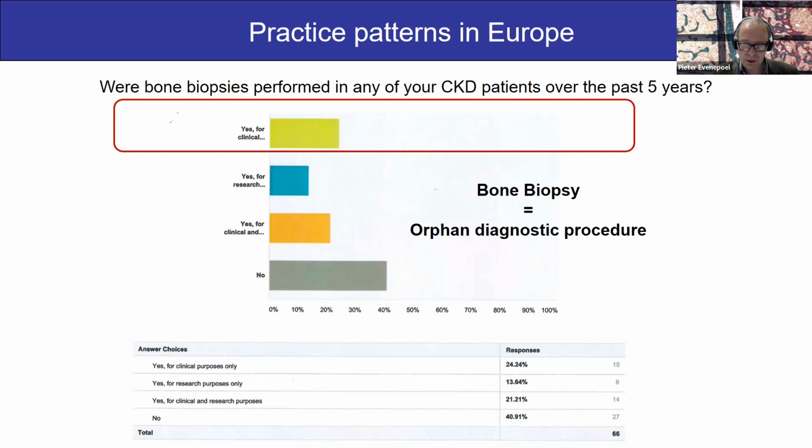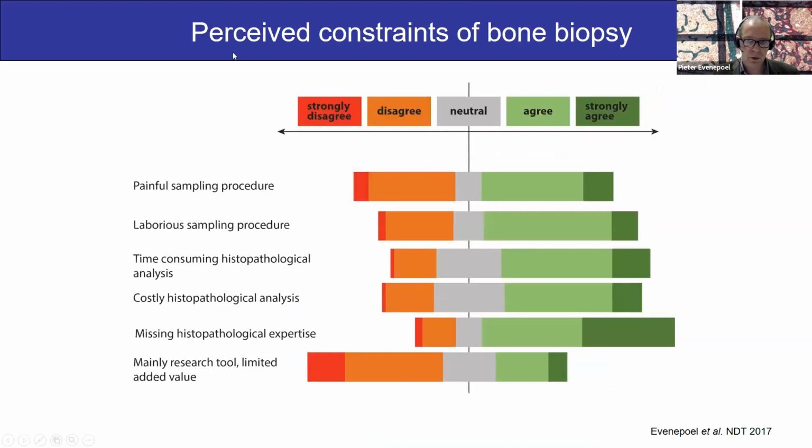It is an orphan diagnostic procedure because of all these hurdles and constraints. The most important one is that most nephrologists still believe this is a painful sampling procedure. Another important hurdle, or constraint, is the fact that the pathological expertise is vanishing rapidly across Europe, and there are not many labs that are able to do formal bone histomorphometry. These are important constraints contributing to the fact that not many nephrologists nowadays still perform a bone biopsy.